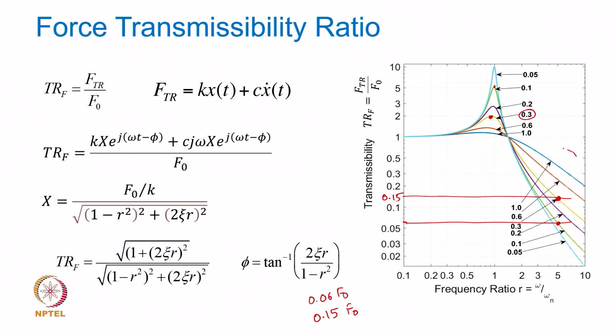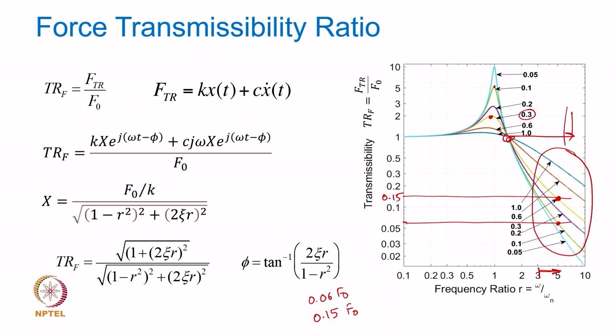So, what basically you understand from this graph is that if you design the isolators properly and make sure that your operating range is somewhere here, which I have been saying, the thumb rule is that R value should be greater than 3.